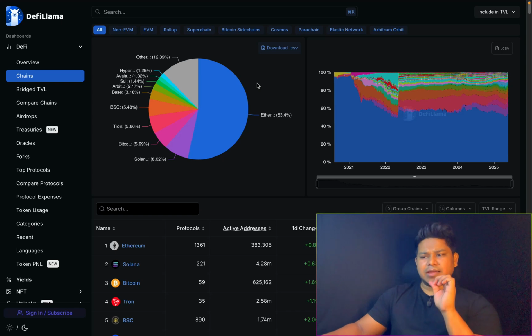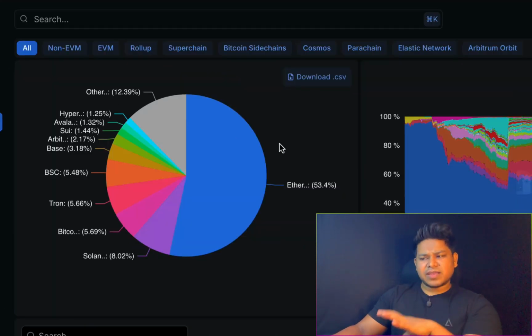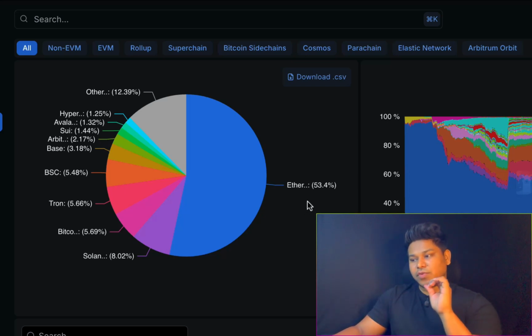Right now you can see that I'm on DeFi Llama, and there you will find the complete graph and the investment we have in each one of these blockchains. The first one is Ethereum, which holds the maximum investment, 53% of the total. Then we have Solana, Bitcoin, Tron, Binance, Arbitrum, Hyperledger, and others hold 12%.